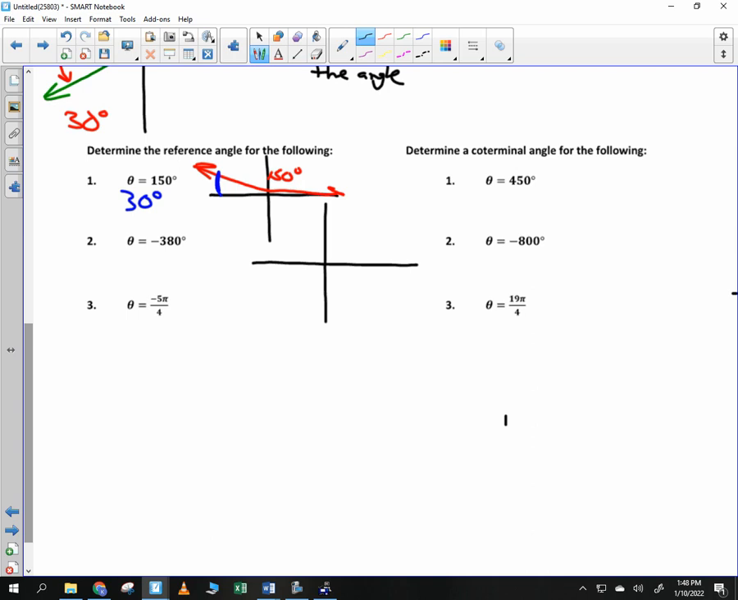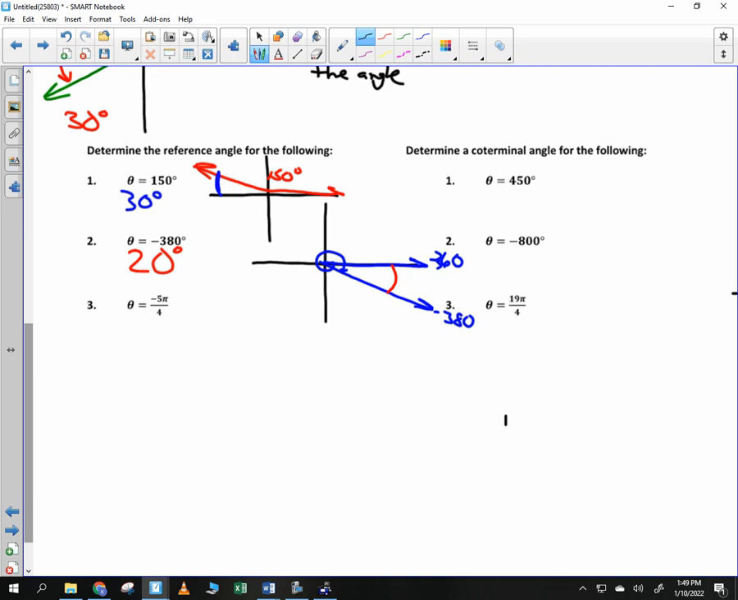Negative 380, that would place you, if I draw my angle correctly, I go in the opposite direction to right about there. This is negative 360. This is negative 380. What is the angle formed between those two? 20 degrees. If the problem's in radians, your answer should be in radians.